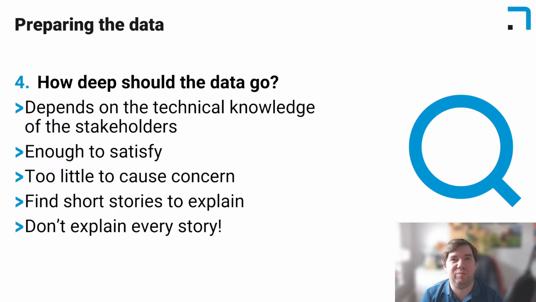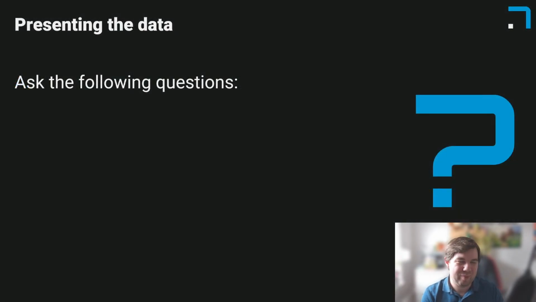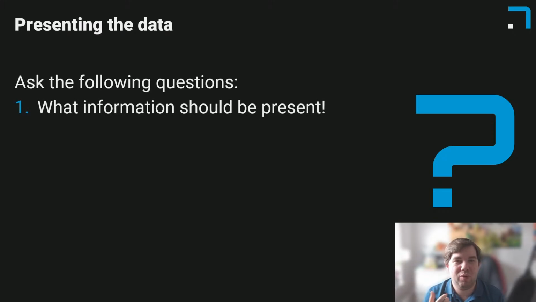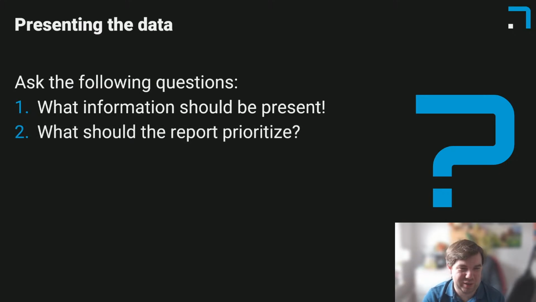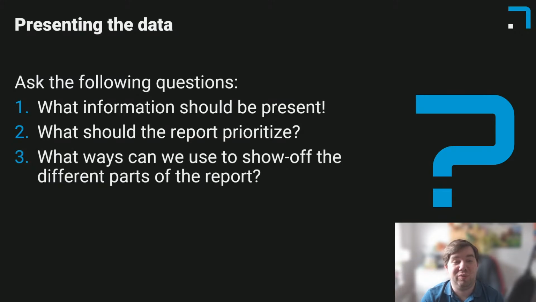And that's how you can sort of think about preparing your data, but how do we present our data? Well, we want to ask some more questions. Namely, what information should be present in our presentation or reports, as well as what should our report prioritize? Because we have a lot of information, but how do we focus where we want our attention? Then, what ways can we use to show off the different parts of our reports that we're looking at?